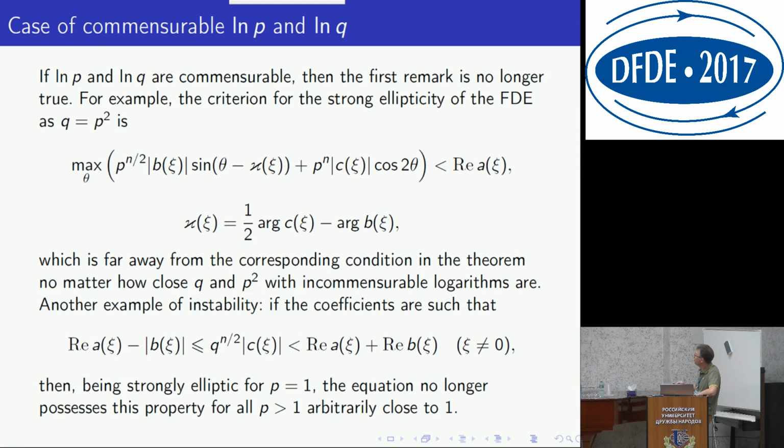And in the case of commensurable logarithms, this is no longer the case. For example, the criterion for the strong ellipticity of the functional differential equation when q equals p squared is the following algebraic inequality, which is far away from the corresponding condition in the theorem, no matter how close q and p squared with incommensurable logarithms are. And here is another example of instability. If the coefficients are such that, then being strongly elliptic for p equals 1, the equation no longer possesses this property for all p greater than 1 arbitrarily close to 1.